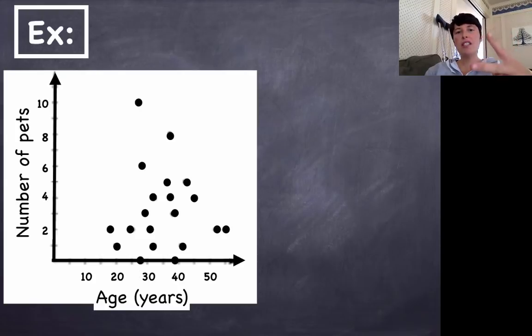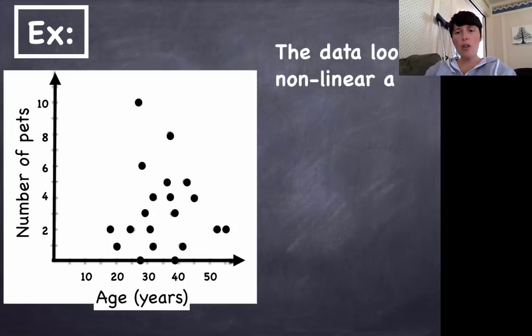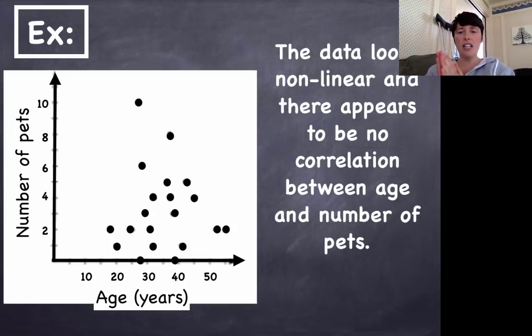And the question is, is there a correlation? What's the relationship? Can you draw a line through these data points? And honestly, if you look at it, the points are spread out and pretty random. I would say in this example, there is no correlation. The data looks non-linear. There appears to be no correlation between the age and the number of pets.